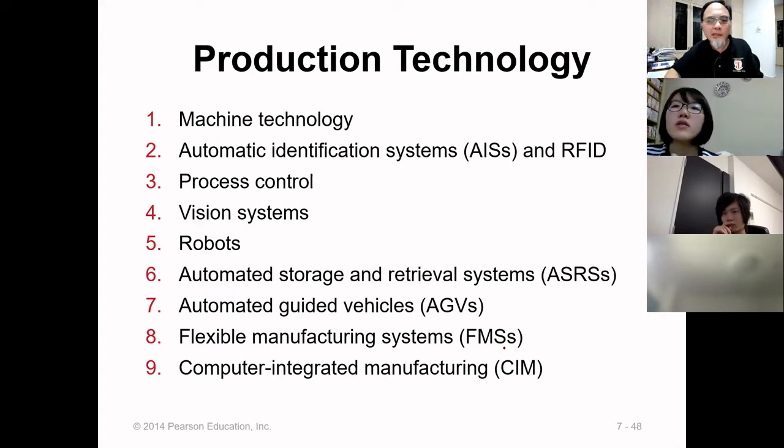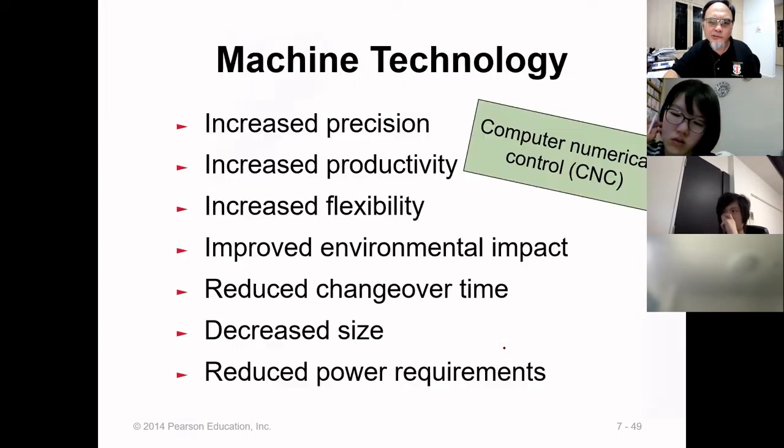Okay, right. There are process control, there are vision system, there's robots, there's a lot of things. You can Google some of them. I want to show you one or two, okay? One or two, like ASRS, one or things. Machine technology will actually increase precision, increase productivity, and so on, because you're using machines, right? Rather than men to do the job. For example, cutting, grinding, and so on, okay?